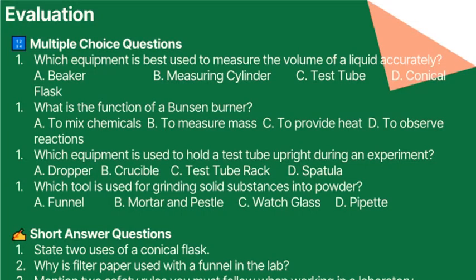Question 4. Which tool is used for grinding solid substances into powder? Now for some short answer questions. 1. State 2 uses of a conical flask. 2. Why is filter paper used with a funnel in the lab? 3. Mention 2 safety rules you must follow when working in a laboratory. Take a few minutes to write your answers.